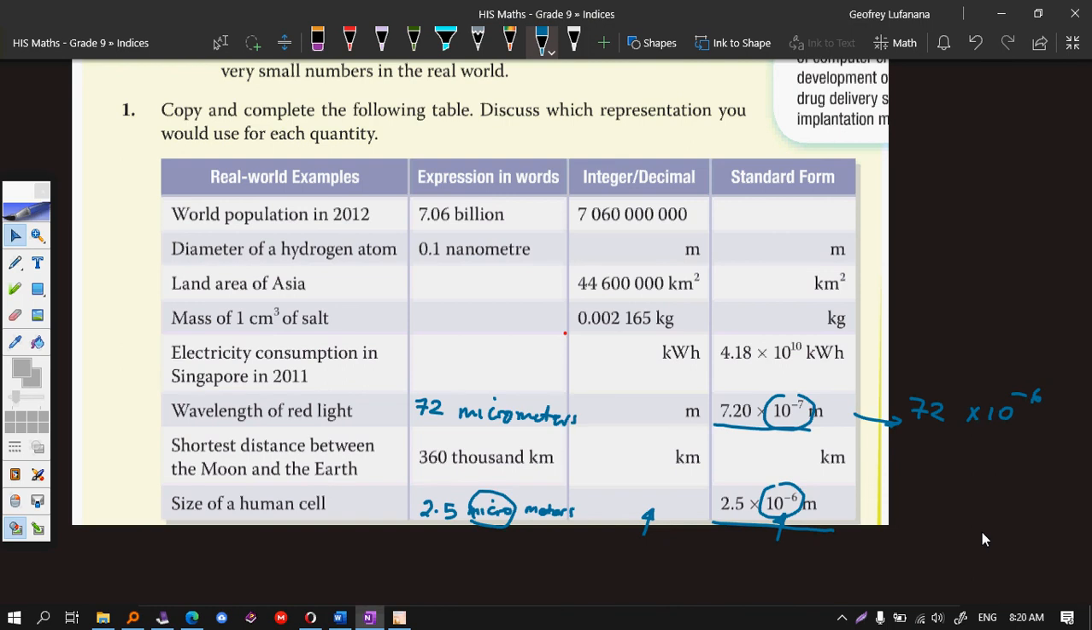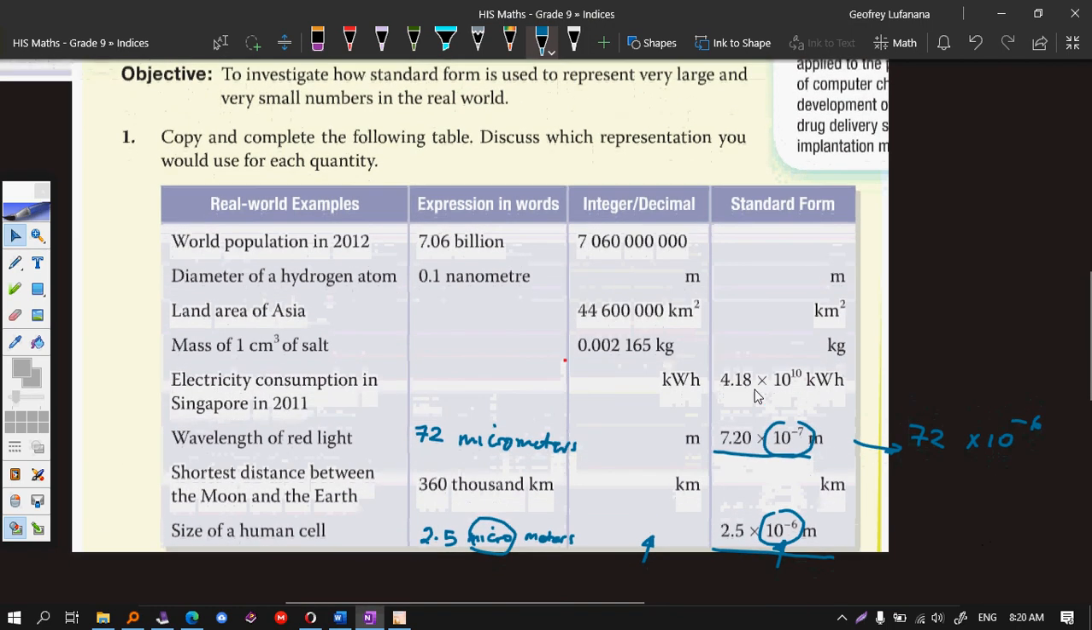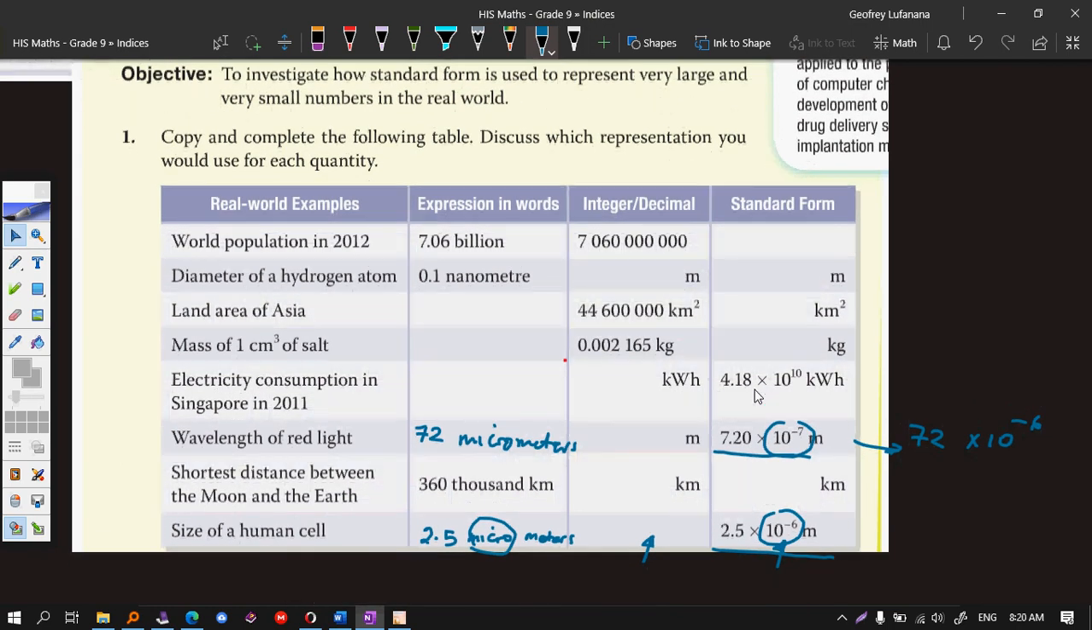micrometers. So this is the first piece of work that you're going to do today, and that is you're going to be completing this table, applying the knowledge of standard form to real life, and you'll be writing some of the expressions in words using the prefixes that mean a specific power of 10.